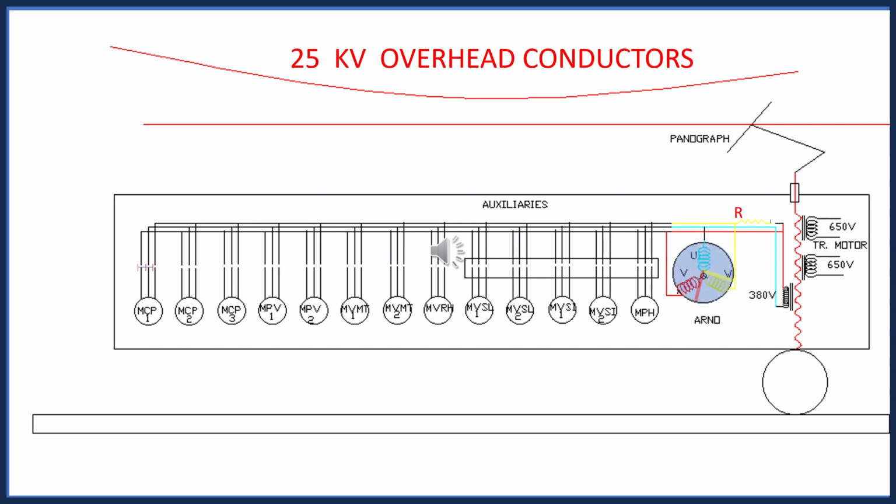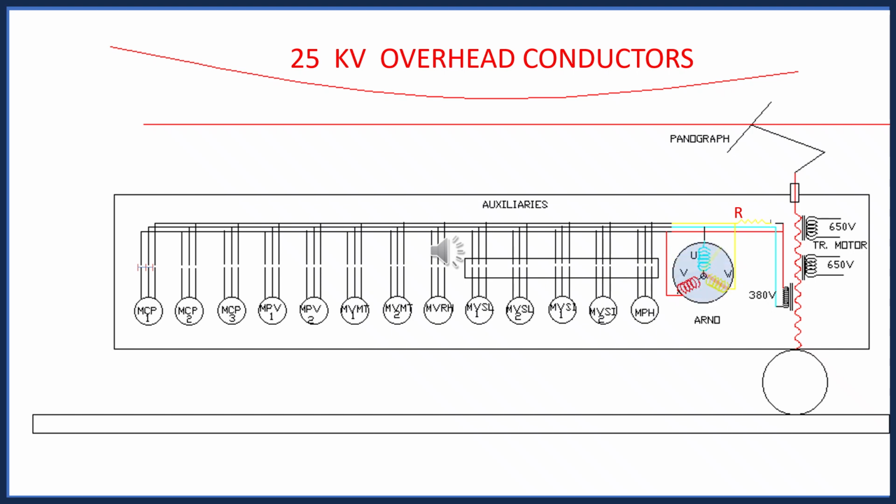So this is the system, and if the return path is cut, protection is there and it will act. So no harm will occur. Then from this main transformer, we have taken three power supplies. One is 650 volt for traction motor, another is 650 volt for traction motor, and another is 380 volt for auxiliary motors. So these three supplies you are taking.